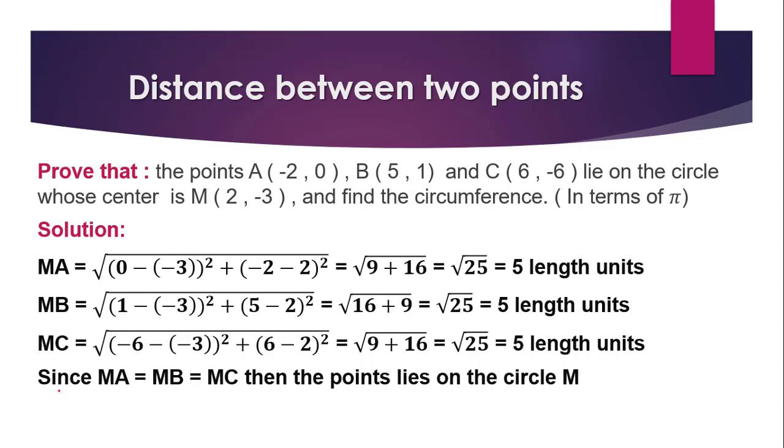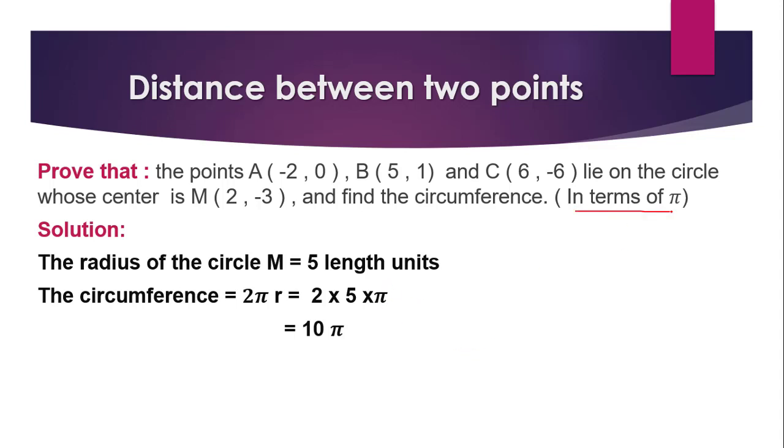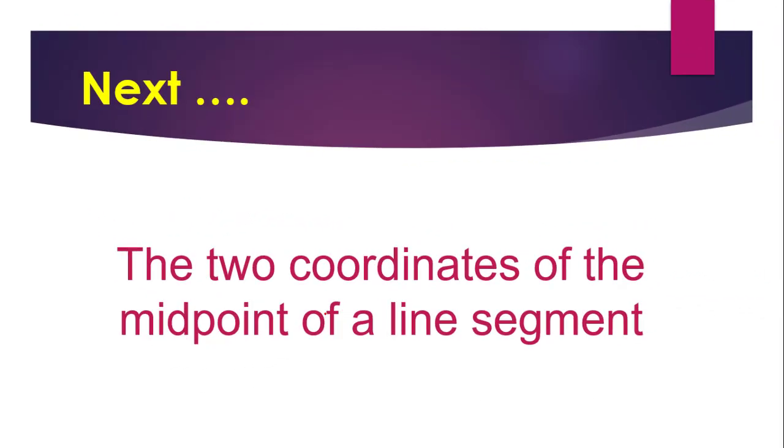I want to calculate the circumference. The circumference equals 2 pi r, and here r is the radius, the distance, which is 5 length units. So it will be 2 times pi times r in terms of pi. So don't change pi, don't write 22/7, because here I wanted it in terms of pi. 2 times 5 equals 10, and so 10 pi, of course square units.